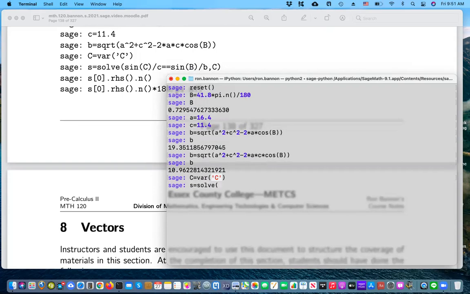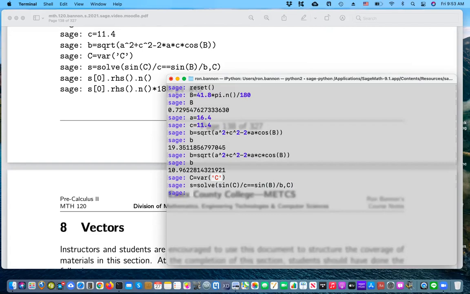And this is the law of sines. So sine of C divided by C. Now, do we know what C is? Of course we do. It's 11.4. Remember, the double equal sign in Sage means it's an equation. Sine B divided by side B, comma C. Right, we've done this before with equations.